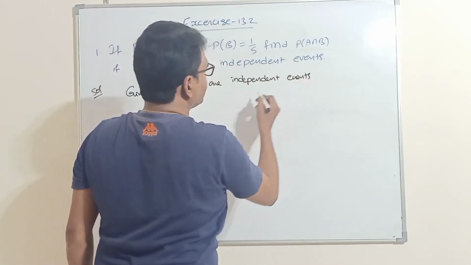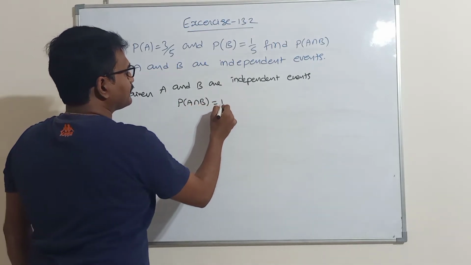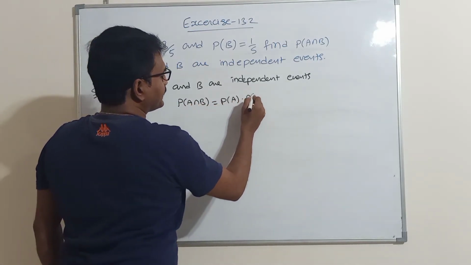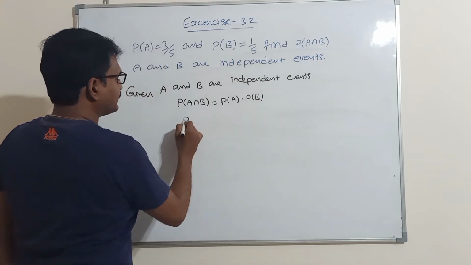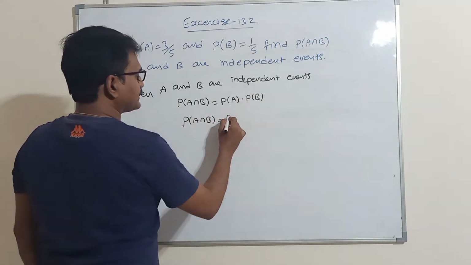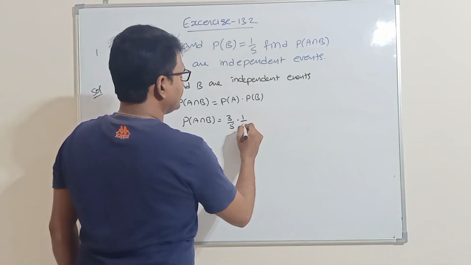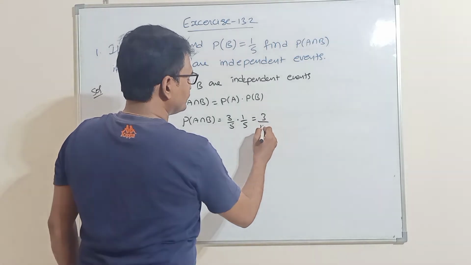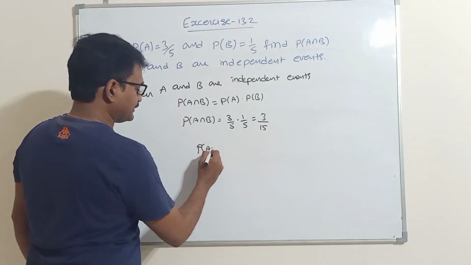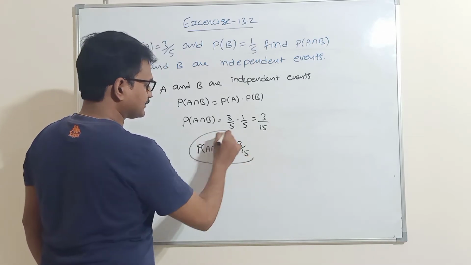If A and B are independent events, then P of A intersection B is equal to P of A into P of B. P of A is 3 by 5 into P of B, value 1 by 5. So 3 by 25... as computed here, 3 by 15. So P of A intersection B is equal to 3 by 15 is the answer.